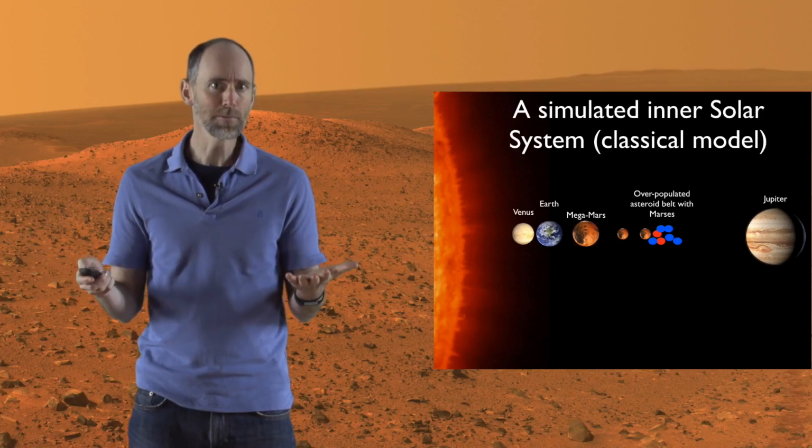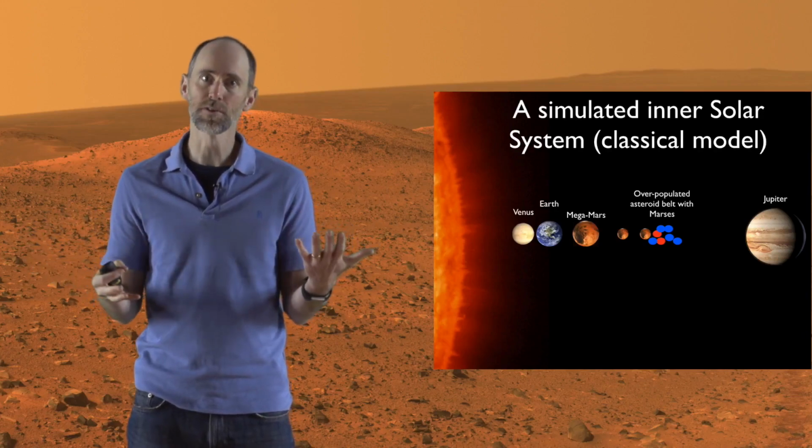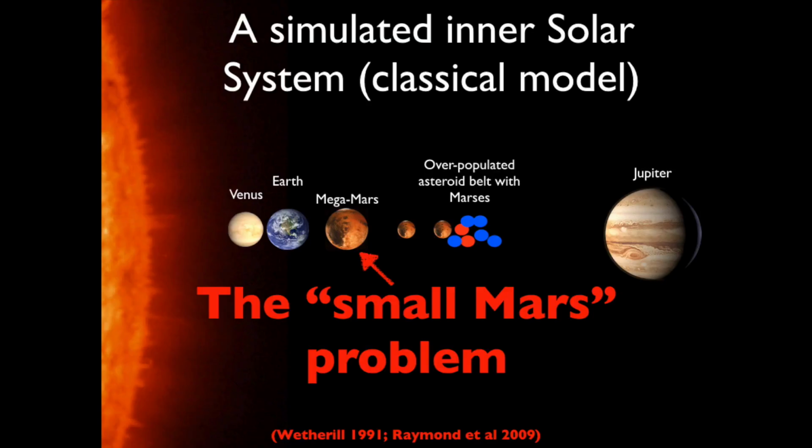And so this problem kept happening over and over in studies of the classical model, and this became called the small Mars problem. And what that means is that the Marses in our simulations are much bigger than the real Mars. And so we were struggling to understand why Mars is so much smaller than Earth.